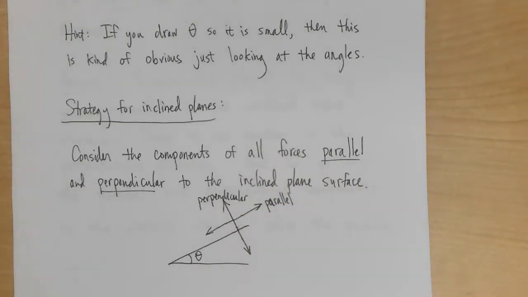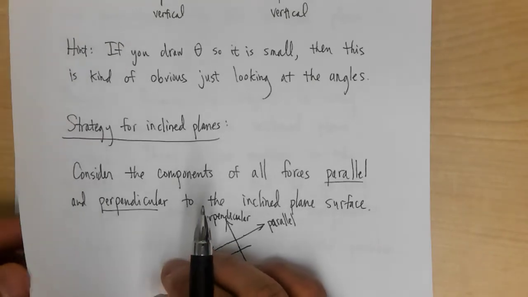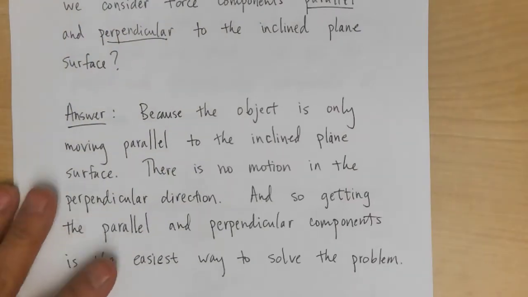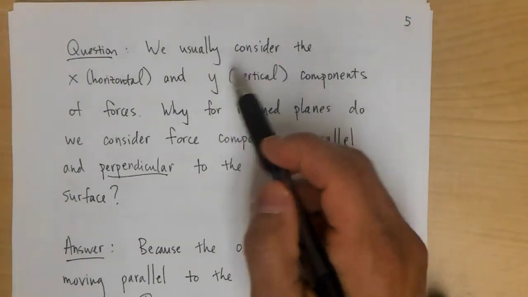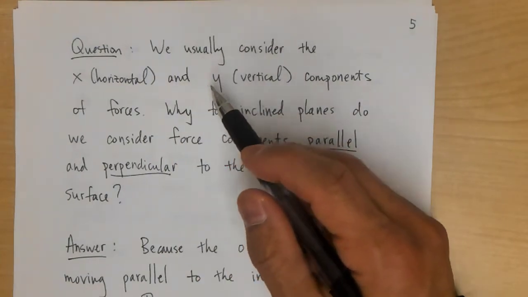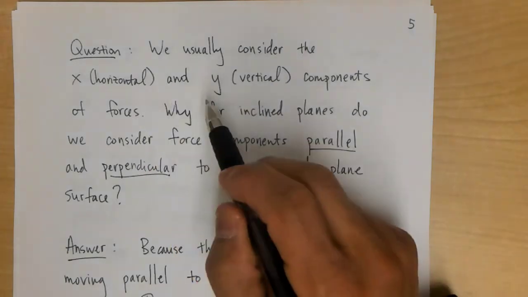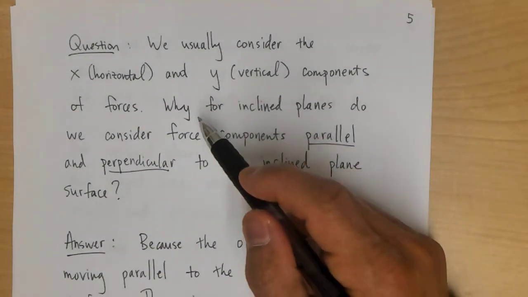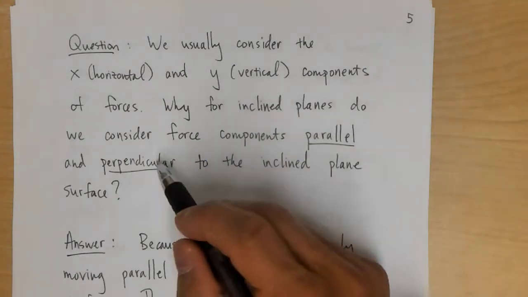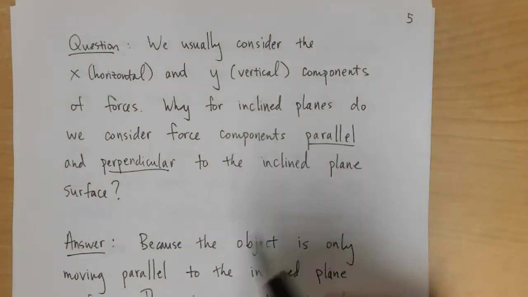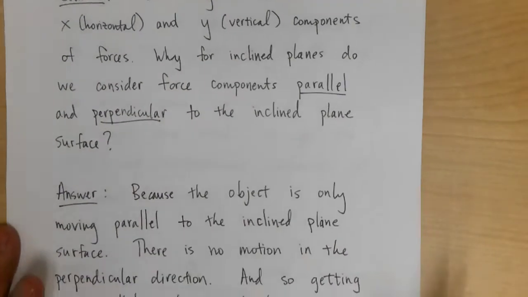Okay? The reason why we adopt this strategy is rather simple. And I've actually written this out as a question. We usually consider the x horizontal and y vertical components of forces. We usually consider horizontal and vertical. We call them x and y. So the question is, why for inclined planes do we consider force components that are parallel and perpendicular to this tilted inclined plane surface? And it's actually a very smart reason, a very simple reason.